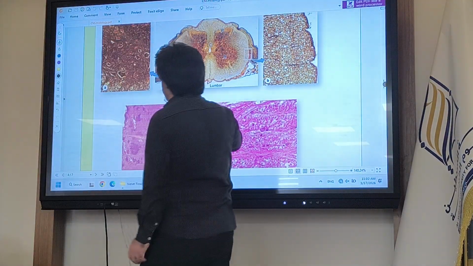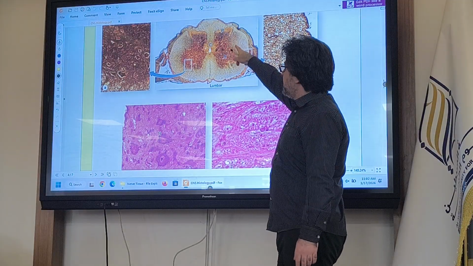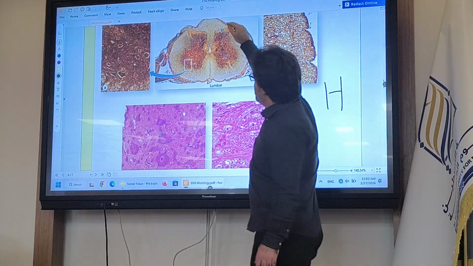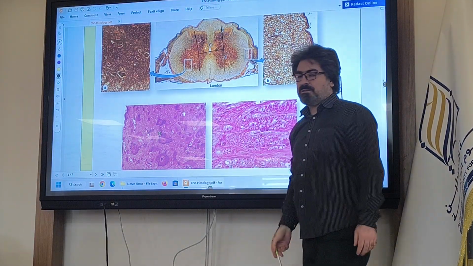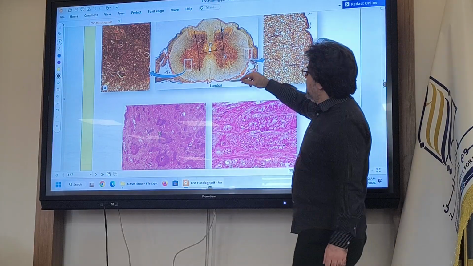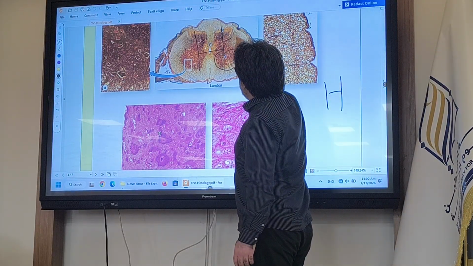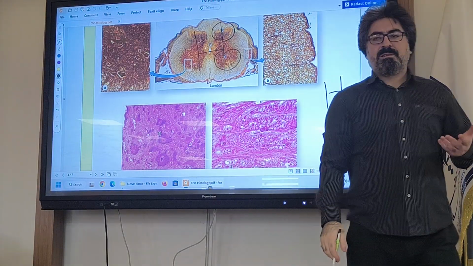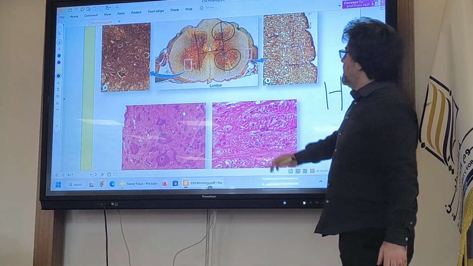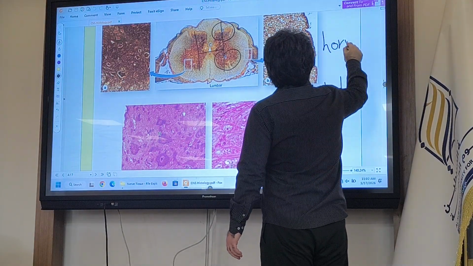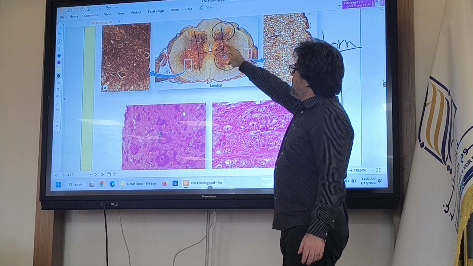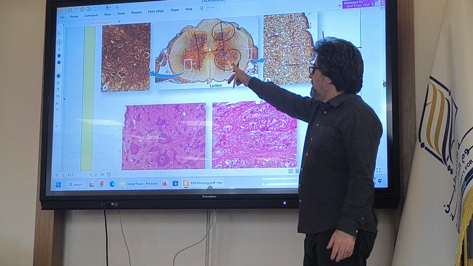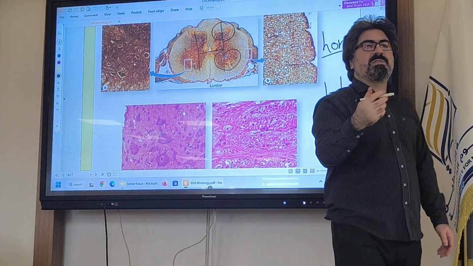Now focus on the gray matter. What is the shape here? It is H-shaped, similar to an H. It has anterior parts and posterior parts. The anterior part is known as the anterior horn, and this part is the posterior horn. The anterior horn is mainly composed of motor neurons.